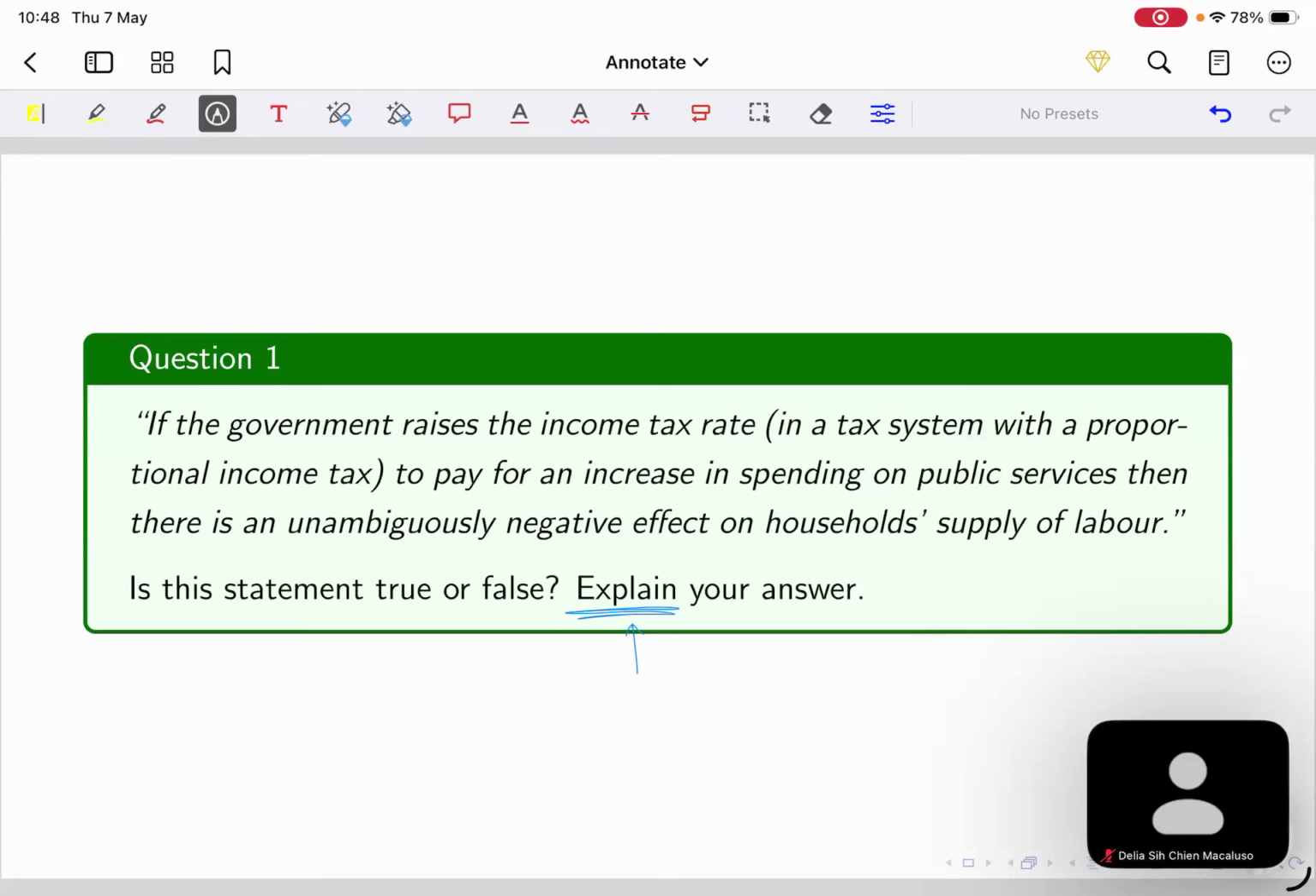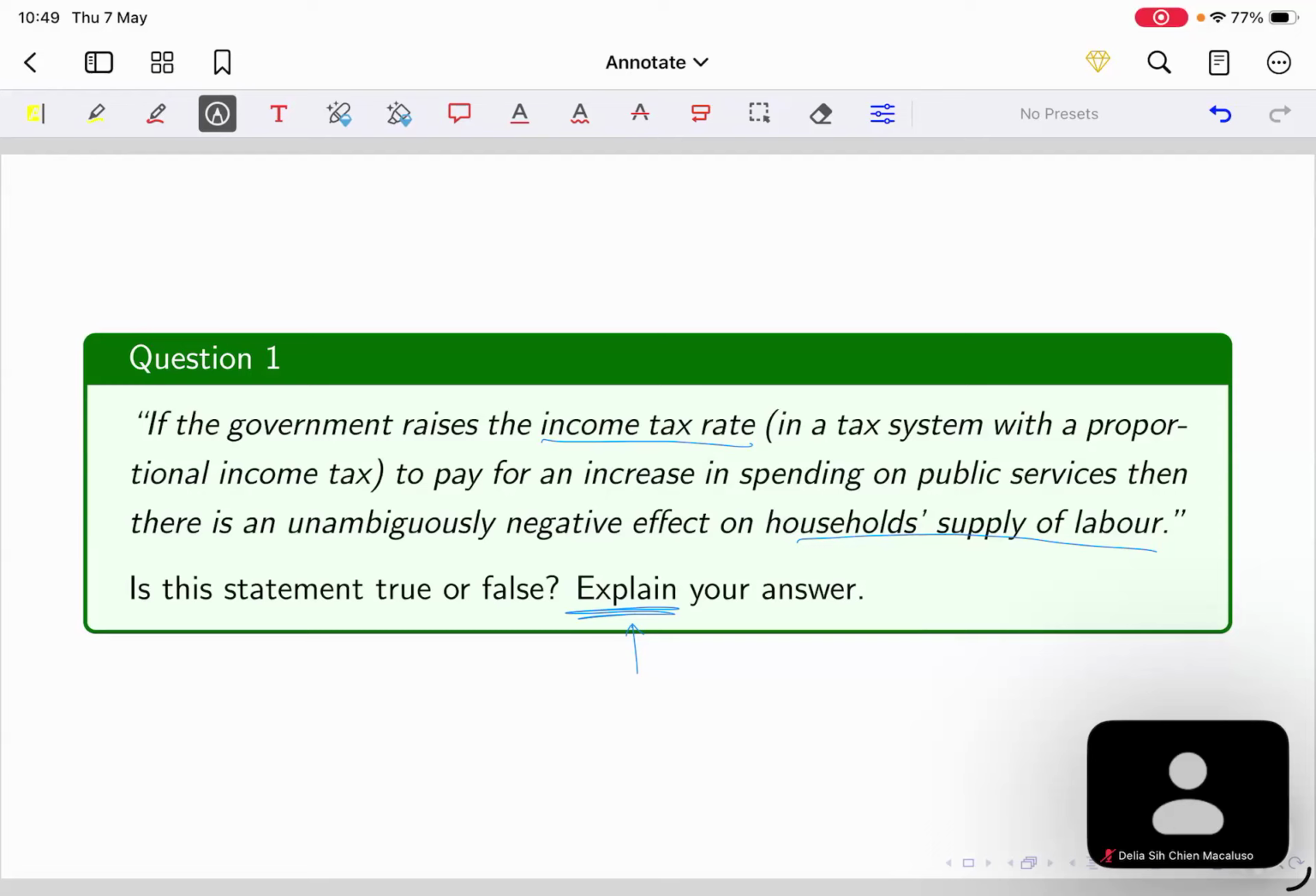If the government raises the income tax rate in a tax system with a proportional income tax to pay for an increase in spending on public services, then there is an unambiguously negative effect on household supply of labor. So the first step always is to think and understand which theoretical framework you need to have in mind to be able to answer these questions. Here we are looking at an income tax rate and then household supply of labor. So a reasonable choice seems to consider the simplest possible model of consumption-leisure choice.